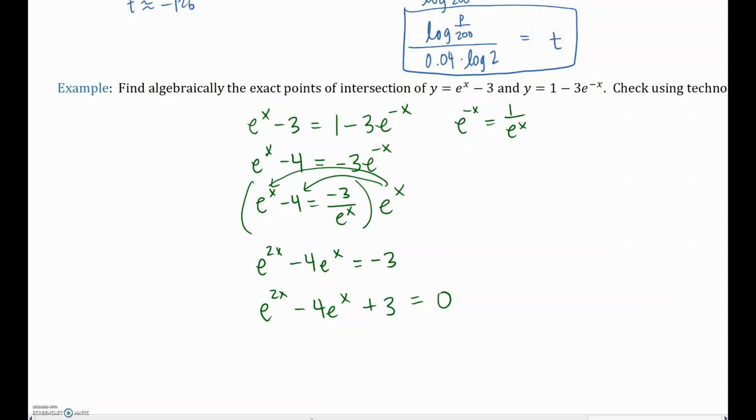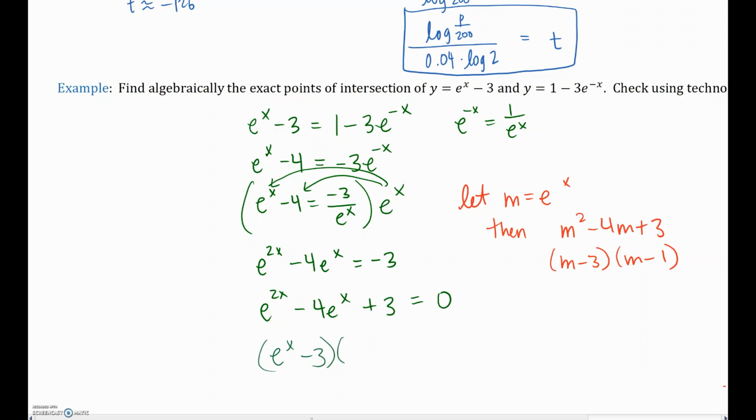Let me break it down one more time. I think we've done this before, but if I say m is equal to e to the x, so let m equal e to the x, then that would be m squared minus 4m plus 3, which factors down to m minus 3, m minus 1, right? Because they multiply to 3, they add up to negative 4. So coming back to the original problem, you might notice that I would have changed the m back to e to the x. I'd have e to the x minus 3 and e to the x minus 1 equals 0. And now I could solve those beautiful problems.